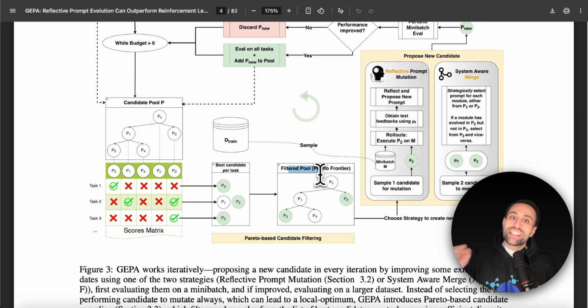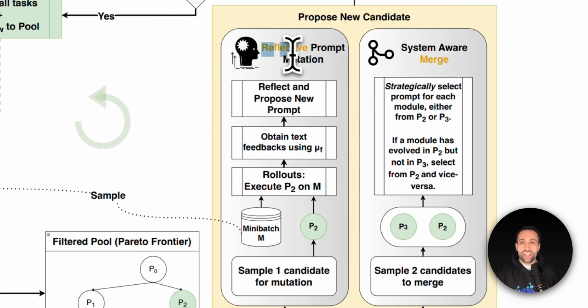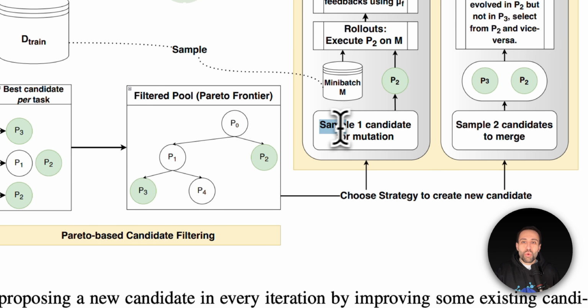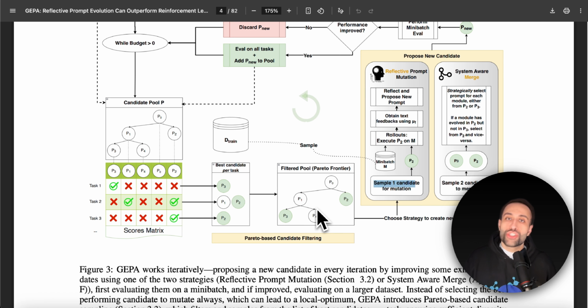Now, I have these candidates. What am I going to do with them? I'm going to evaluate them and make them better. How? There are two approaches. First, they do reflective prompt mutation. Let's see how it works. What they do is sample just one candidate for mutation. That candidate is the one that potentially works the best among all different tasks. It's not a naive, random, stochastic selection.